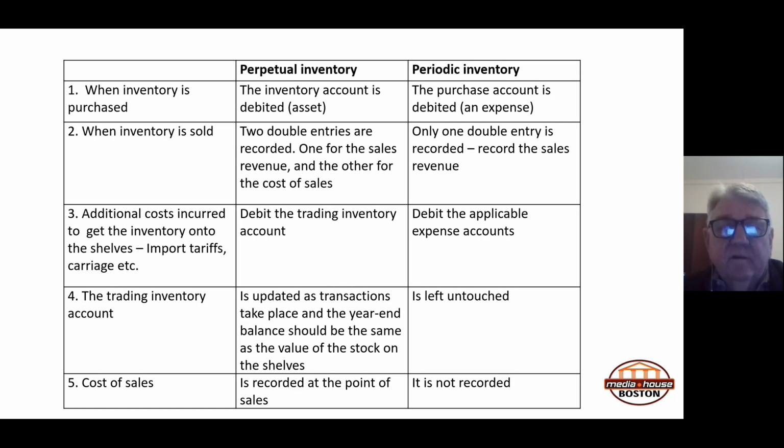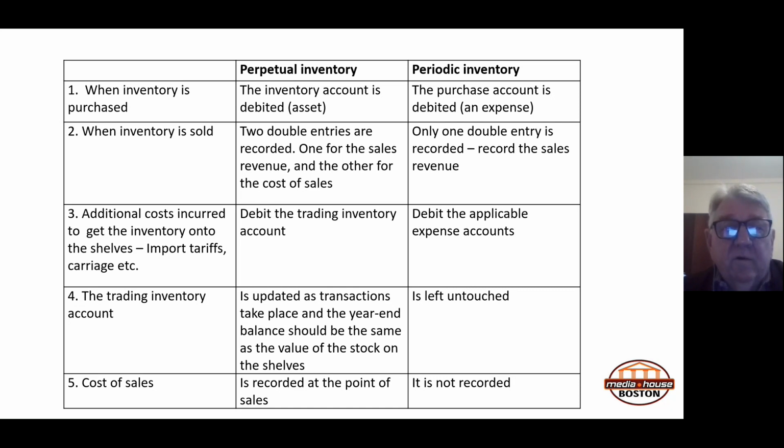So that's just the difference between them. The periodic works from a period: what was my total purchases for the period, and how much do I have left? This is how we calculate our cost of sales. On the other hand, with the perpetual, you know what the value is and you're going to use that. Okay, so when inventory is purchased under the perpetual inventory system, we're going to debit, we're going to book all that stock that we've purchased into our inventory account or stock, the asset account.